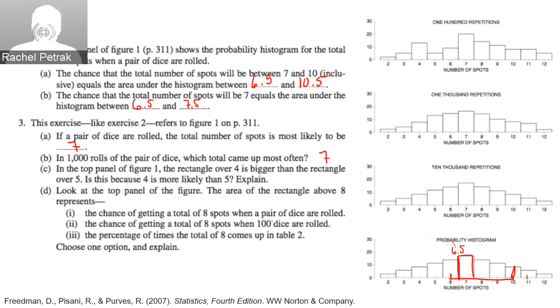So if we look again, finally, at the top panel, we can see the area over 8 represents one of these: the chance of getting a total of 8 spots when a pair of dice are rolled, the chance of getting 8 spots when 100 dice are rolled, or the percentage of times the total of 8 comes up.